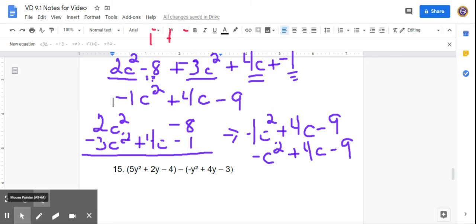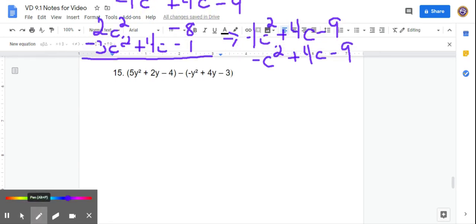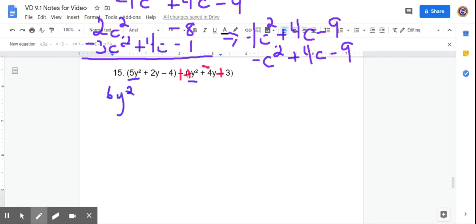And the last example, number 15, is also a subtraction problem. Okay, so again, we're going to take that minus sign and change it to a plus. That y squared is going to become positive, the 4y is going to become negative, and the 3 is going to become positive. Now you can add like terms. 5y squared plus 1y squared is 6y squared.